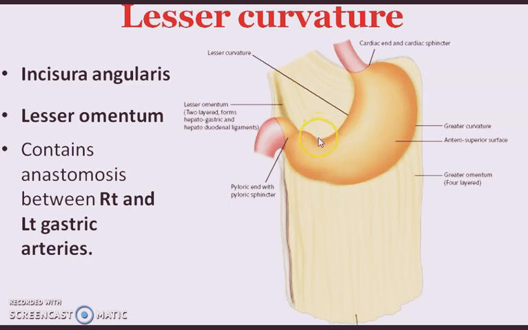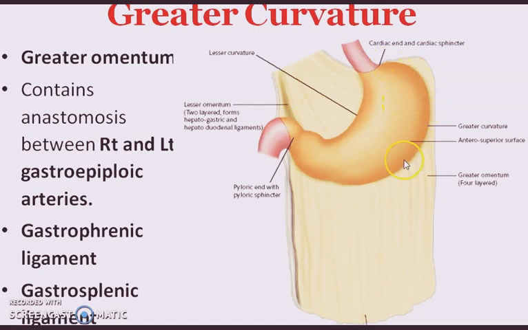This is incisura angularis and it extends slightly below the transpyloric plane. Lesser curvature of stomach gives attachment to lesser omentum. This is lesser omentum. The lesser curvature gives attachment to two layers of lesser omentum and contains anastomosis of right and left gastric vessels near the lesser curvature.